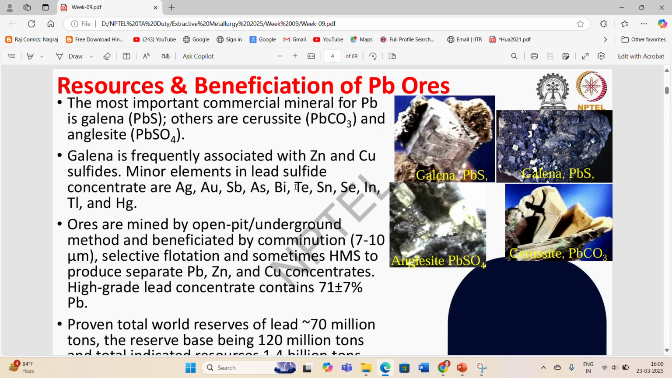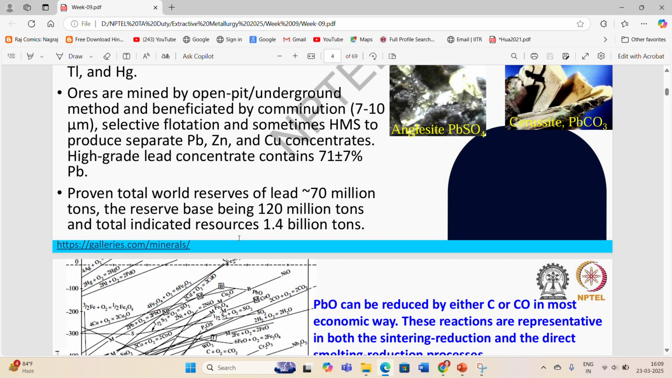Generally in the ore form, you will find lead in galena in not more than 1% amount. Then proven total world reserves of lead are around 70 million tons, the reserve base being 120 million tons, and total indicated resources are 1.4 billion tons. So in today's mining processes, we are trying to mine this 70 million tons of ore while we have a reserve base of around 120 million tons, but there are plenty of sources which we have not yet discovered, which are expected to be around 1.4 billion tons.